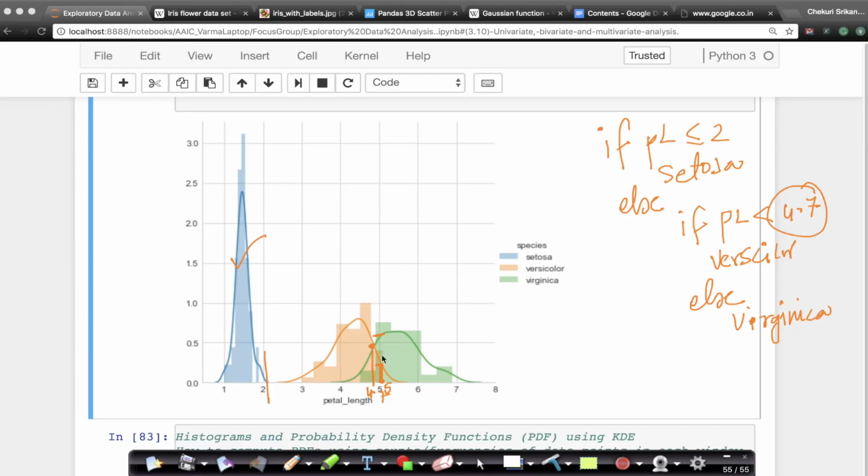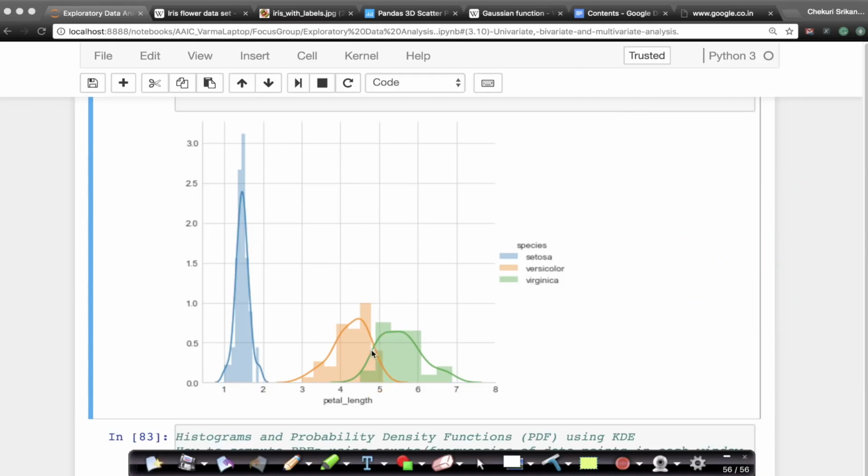And hence, whenever I see a value of 5, I should declare that point as virginica and not versicolor, because in my data set of 150 points, I find more virginica points with a petal length of 5 and fewer versicolor flowers which have a petal length of 5, right? Because this orange plot is below for a given value. Since the orange plot is below the green plot, I give preference to the green plot.